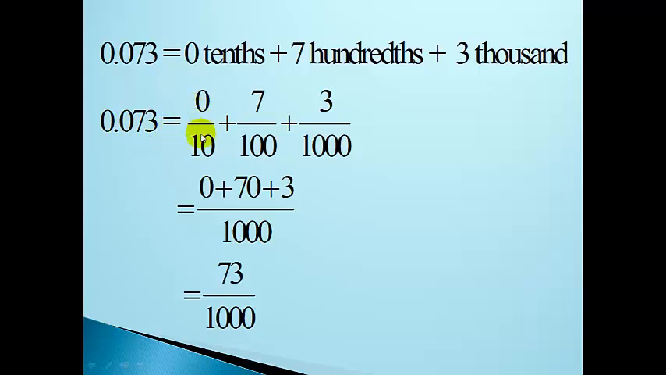So 0.073 is equal to 0 divided by 10, because 0 is occupying the 10th position, plus 7 divided by 100, because 7 is occupying the 100th position, plus 3 divided by 1000, because 3 is occupying the 1000th position. Now we find the LCM, and the LCM of 10, 100 and 1000 is equal to 1000.